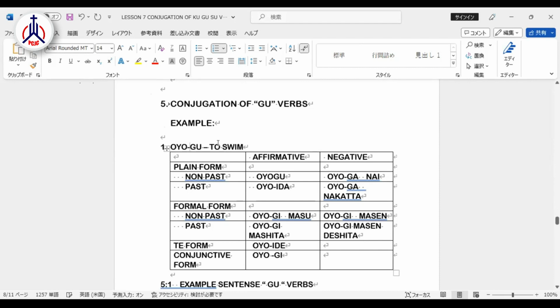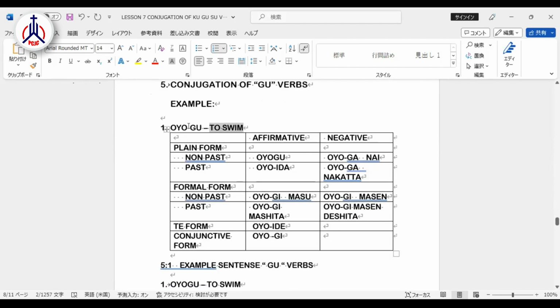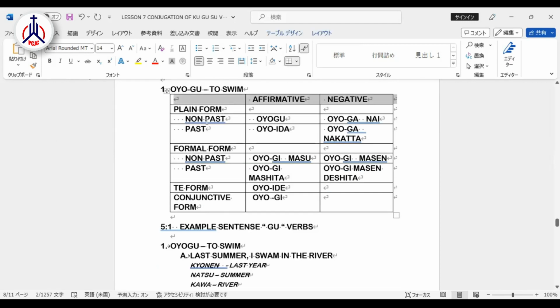Oyogu means to swim. Ends in gu, okay? So follow your pattern. Affirmative, plain form, non-past is the dictionary form sonomama, oyogu.